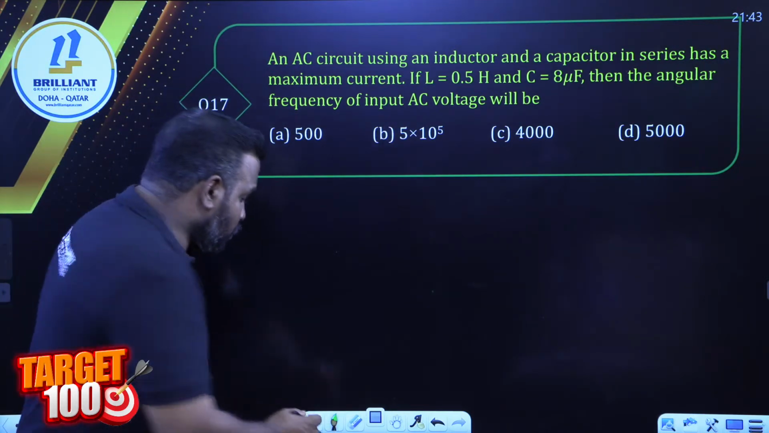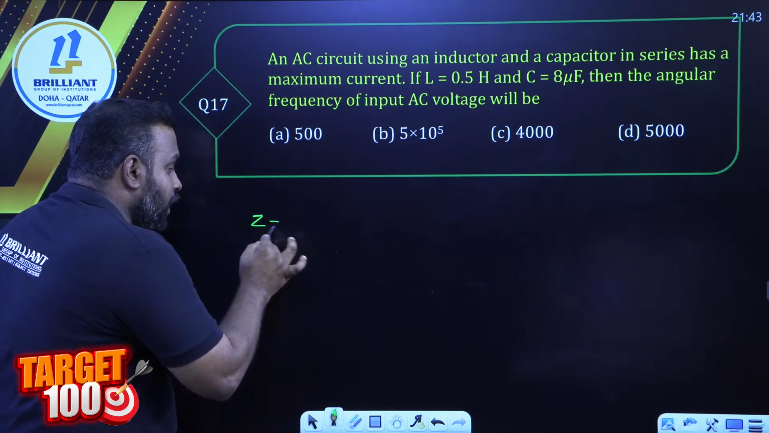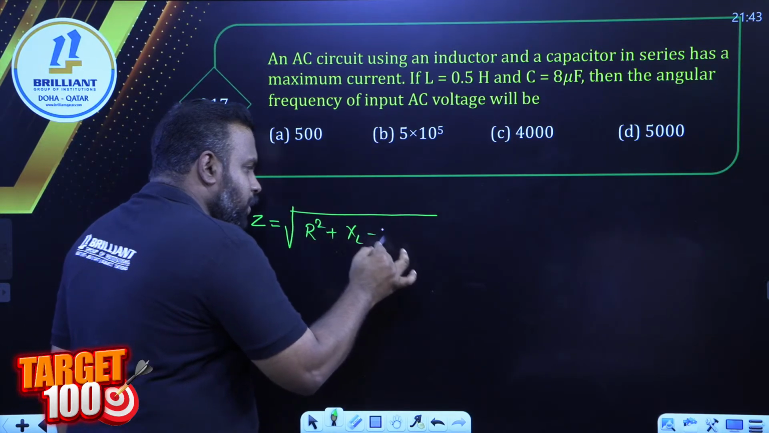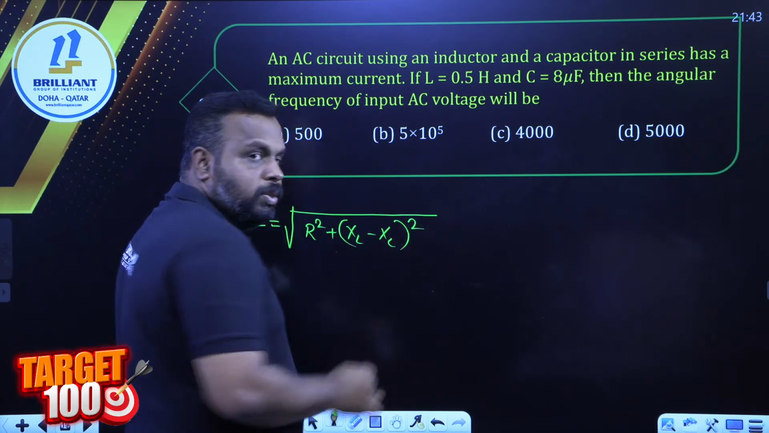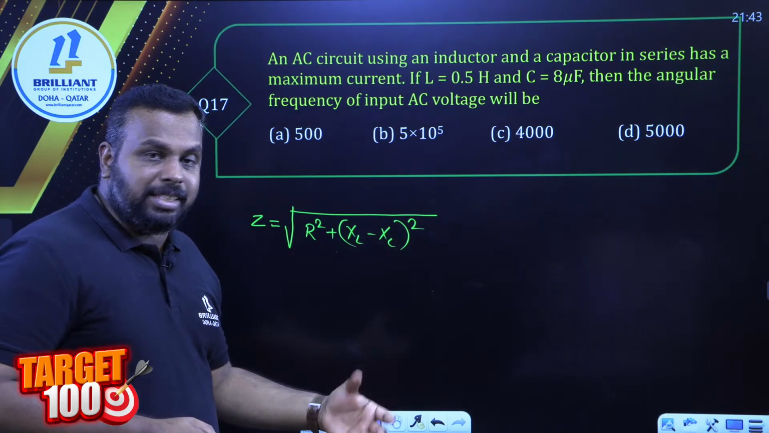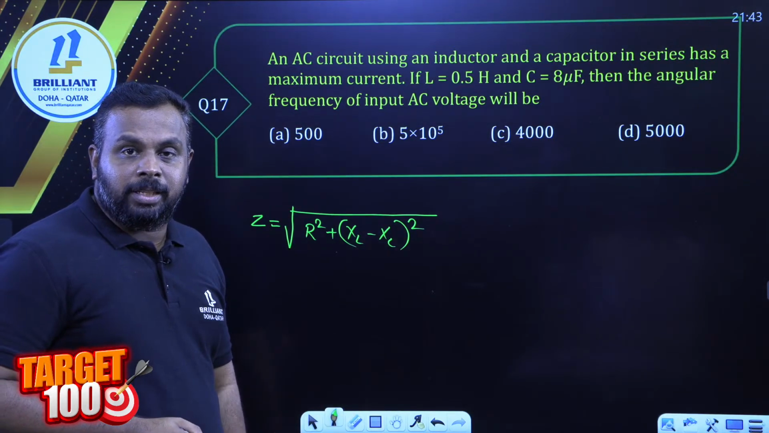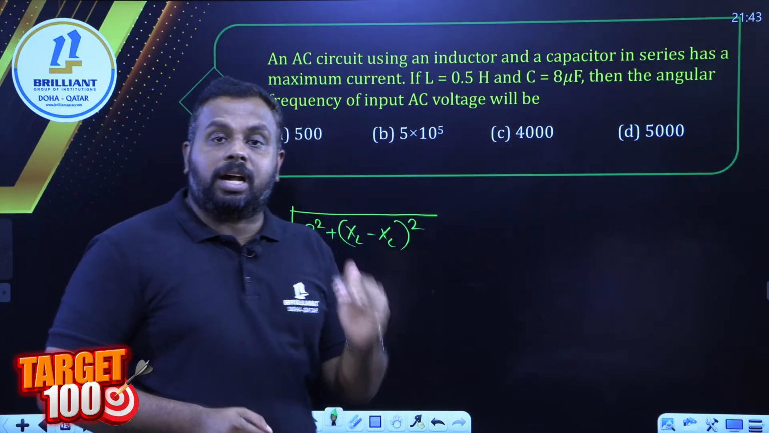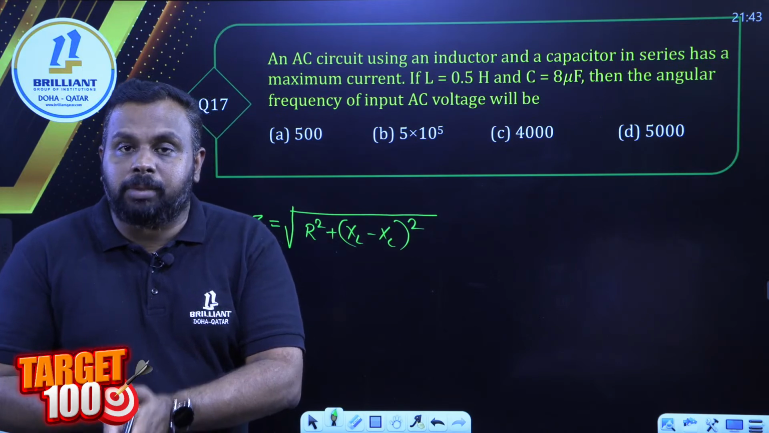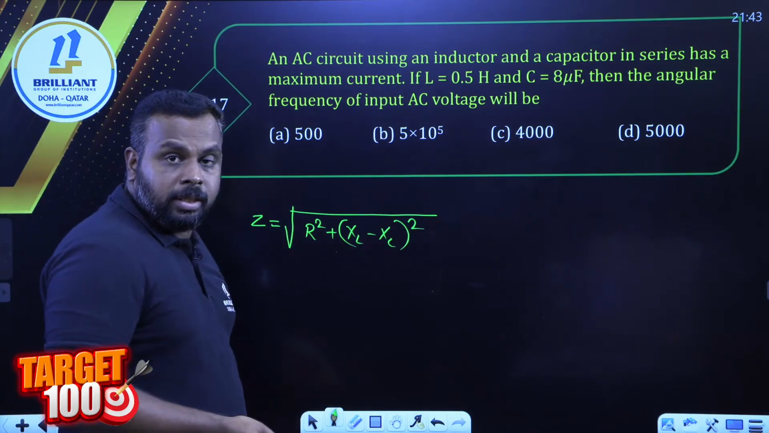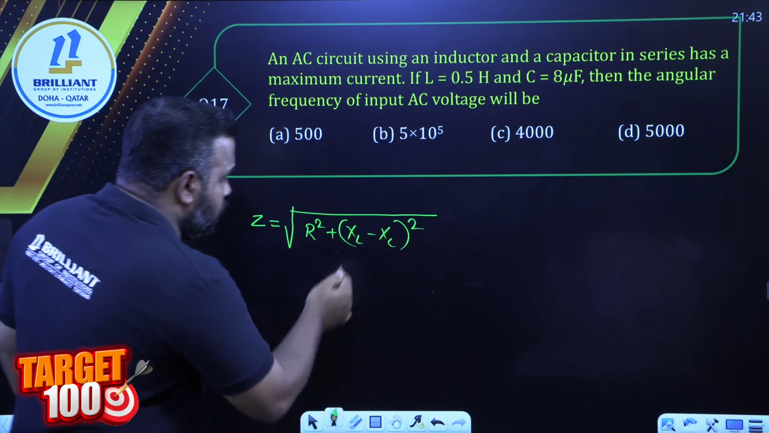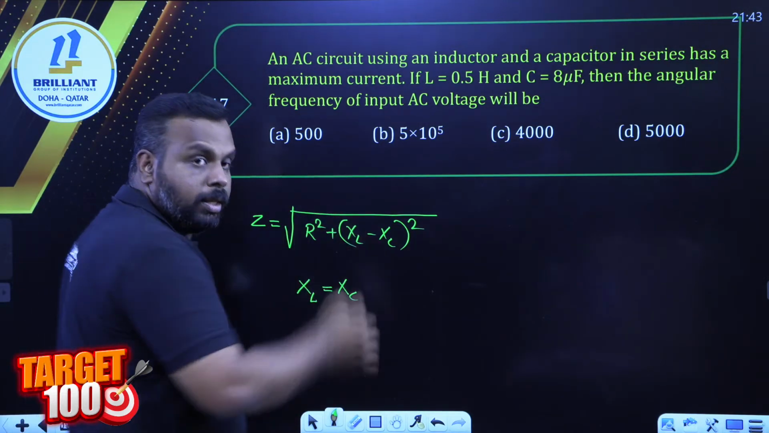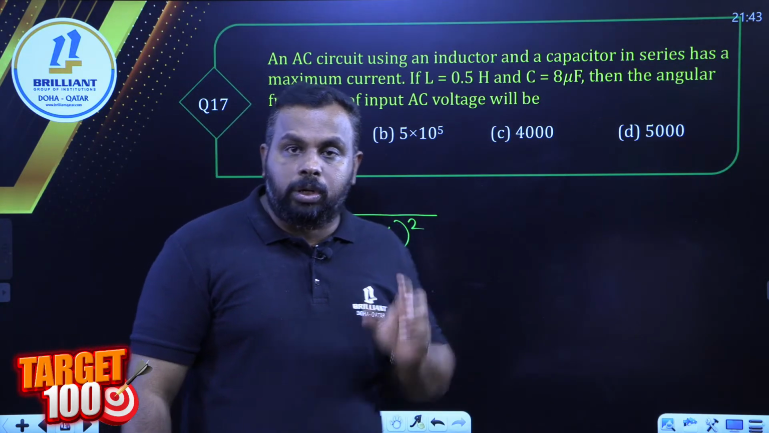LC circuit. So we know the impedance of an LCR circuit is what? Root of R square plus XL minus XC the whole square. So what will be the total impedance of LC circuit? It will be only XL minus XC, right? So current is maximum. For current to be maximum, impedance should be minimum. Impedance should be 0 because there is no R. So impedance is 0 means, what is the condition for that? XL should be equal to XC.